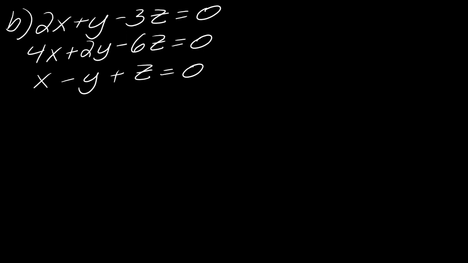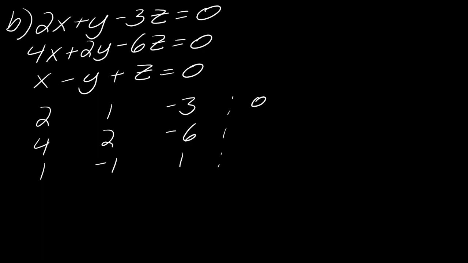Okay, so moving on to B here. So we have another three equations. So let's go ahead and set up the augmented matrix. So I'm going to have 2, 4, 1, 1, 2, -1, 3, -3, -6, 1, and zeros. Now I highly recommend that you pause the video and give this a try.